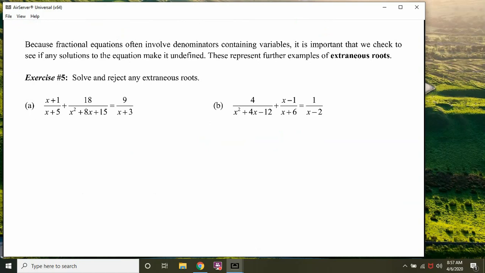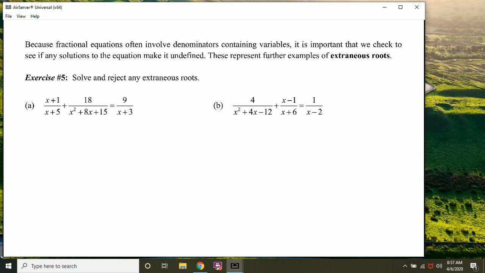I think they look worse than they are. Because fractional equations often involve denominators containing variables, it is important that we check to see if any solutions to the equation make it undefined. That's what we've been talking about in the previous problems when I say we don't get 0 in the denominator, we're good. These represent further examples of extraneous roots. So that means we reject any value we get for x when we solve these that would have given us a 0 in our original denominator.